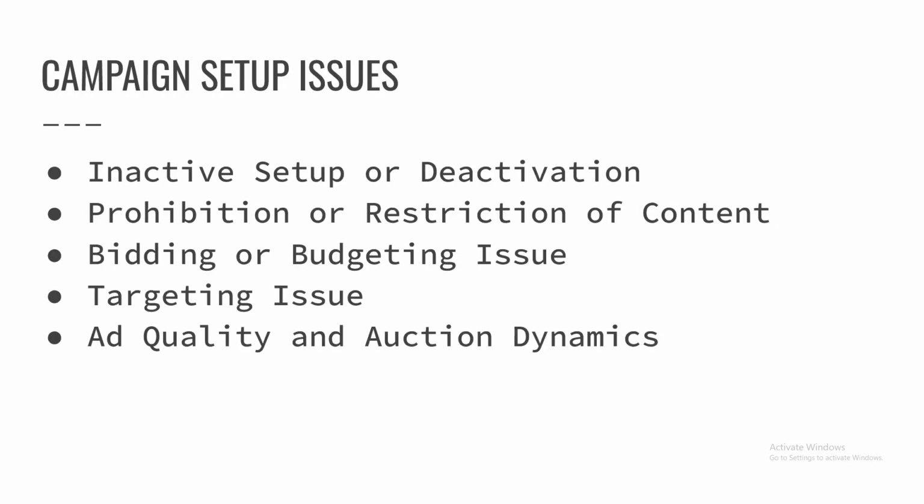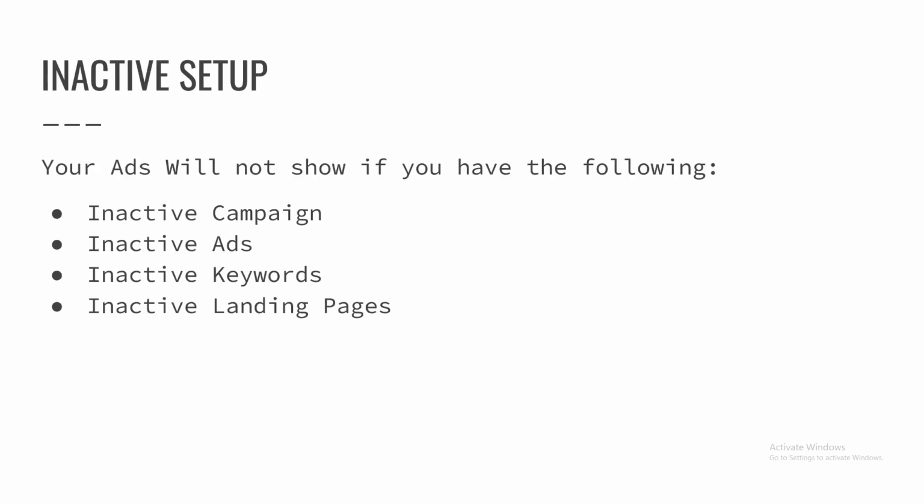And then number two is campaign related. Under campaign related issues, this can be broken down into 5 main areas. And number one is inactivity of any of the following. So if you have an inactive campaign, you have inactive ads, or you have inactive keywords, then of course Google is not going to show you your ad.